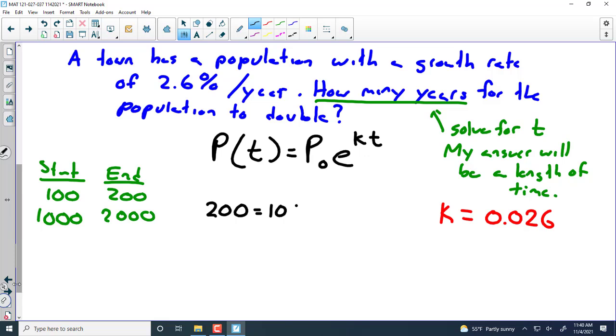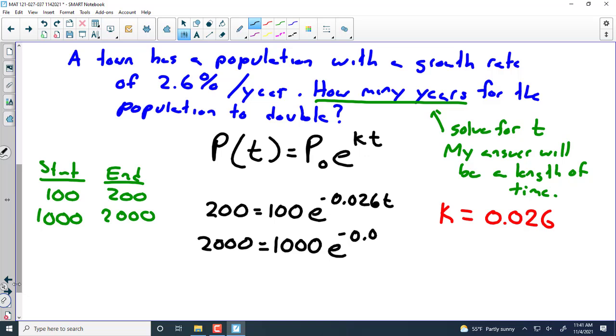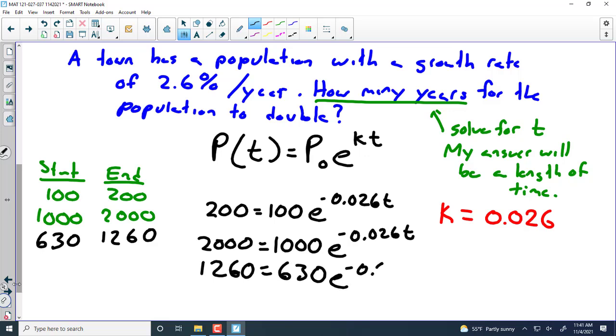And what happens, everyone, is if you plug those numbers in there, 200 is the ending, 100 is the starting, or 2,000 as the ending and 1,000 as the starting, or even if you did 630 and 1,260, I don't know why you'd do that, and you're trying to solve that for t, the first thing you're going to do is divide both sides by that number in front of e to move it to the other side.